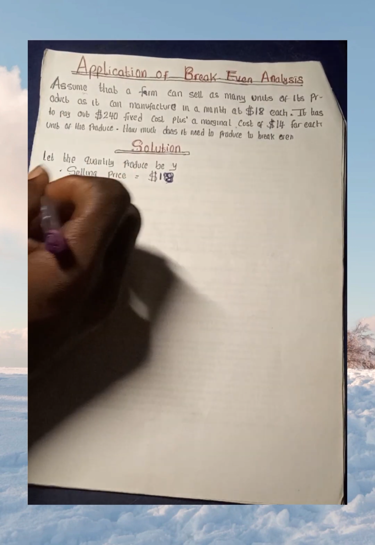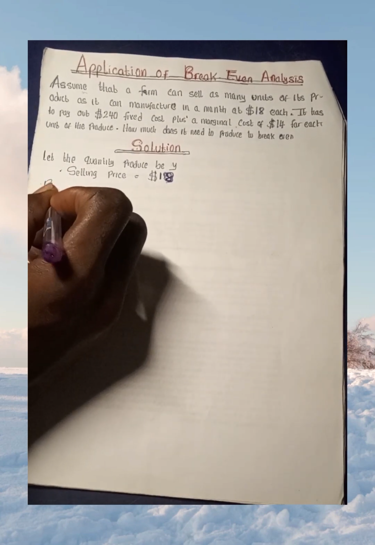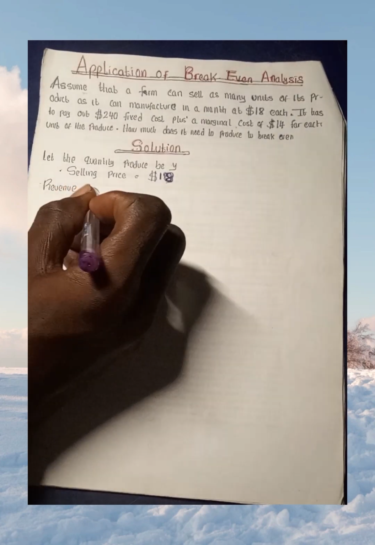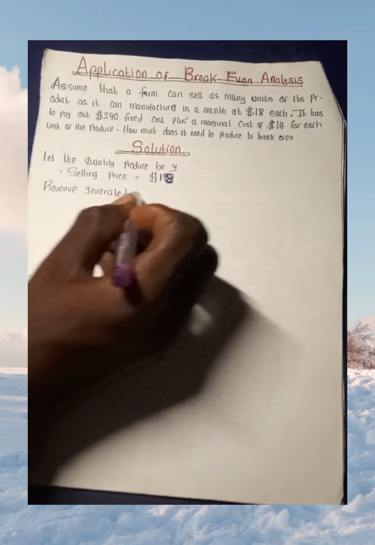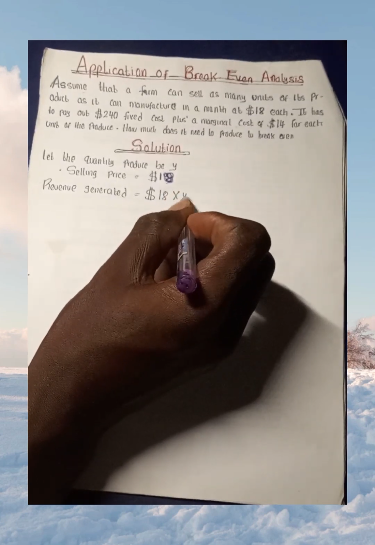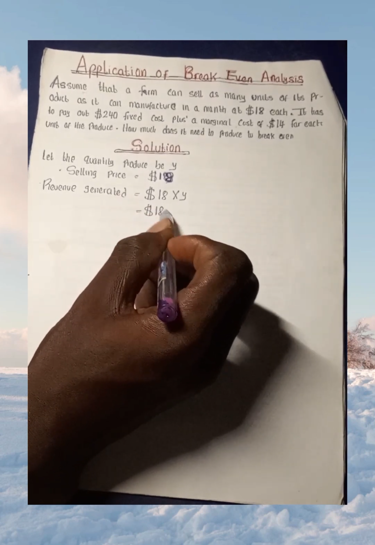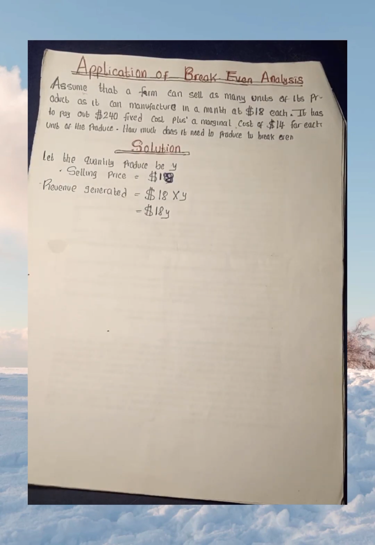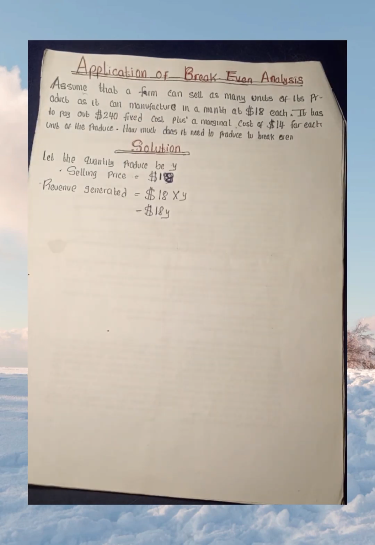So revenue, since I've already let the quantity of the produce be y, the revenue generated, which is also the same as income, don't forget, is 18 multiplied by y. This is the revenue generated. And the second statement now says it has to pay out a fixed cost of $240 plus a marginal cost of $14 for each unit of the produce.